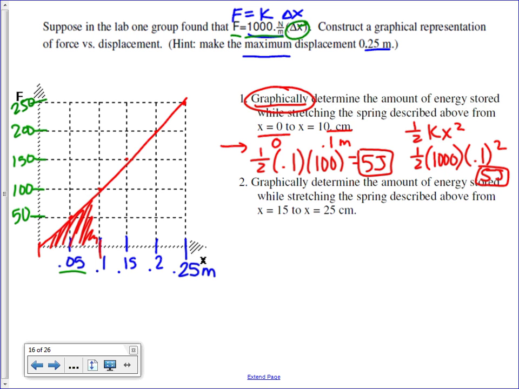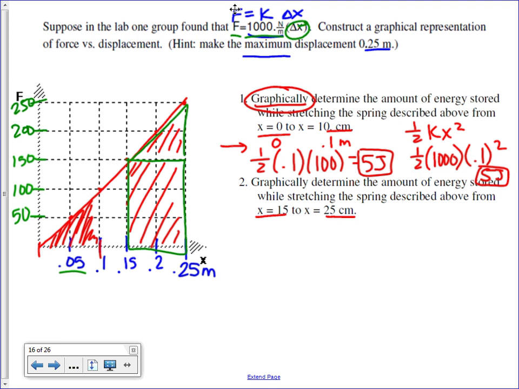So let's do the same thing in number 2. Number 2 also wants us to do this graphically to determine the amount of energy stored while stretching the spring from 15 centimeters to 25. So notice what the question's asking. It wants to know what is the amount of energy just from that 15 to 25 chunk. It does not want the total energy. So all I have to do is just simply find the area from 15 to 25, which is this right here. Now notice we get a trapezoid, but you can also break it up into a triangle and a rectangle.